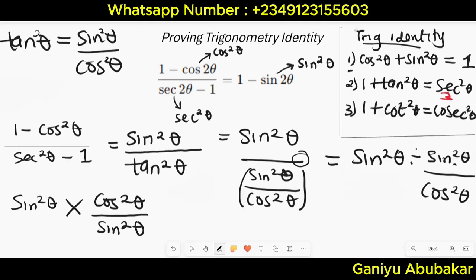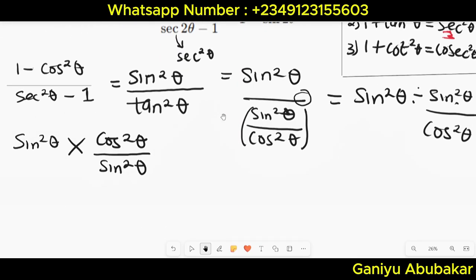Next up, let me adjust this a bit upward. Moving on, from here this is now equal to, this will cancel this. It is mathematically correct. I'm having cos squared theta left.